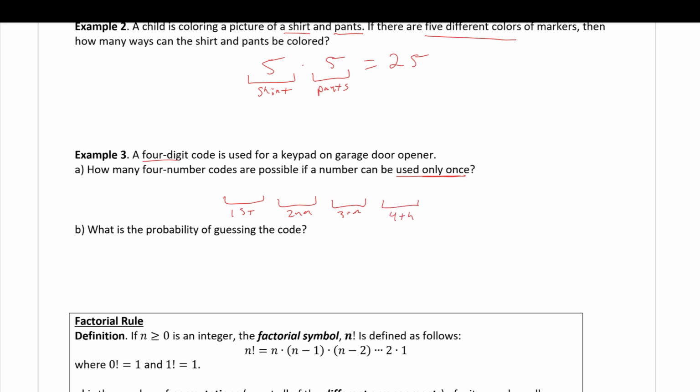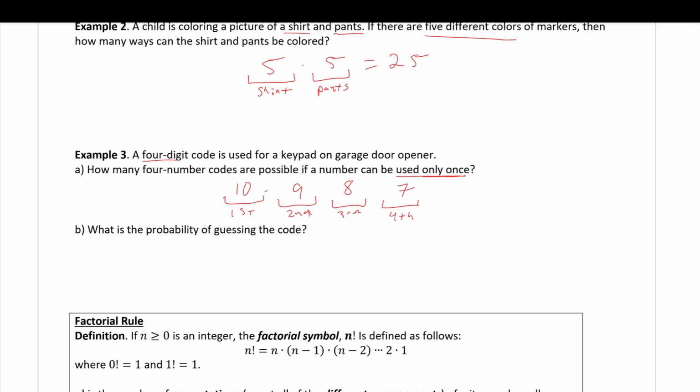Now, assuming that by digits they mean 0 through 9, well, 0 through 9 is 10 choices for the first decision, right? Now, you can't use the same number twice. So you no longer have a pool of 10 choices for the second one. You have 9. Well, you've already used up 2 numbers, so you now have 8 for the third choice. And then you have 7 for the last decision.